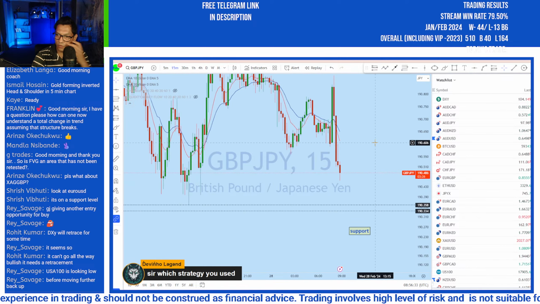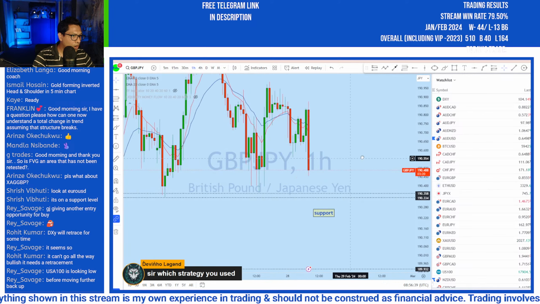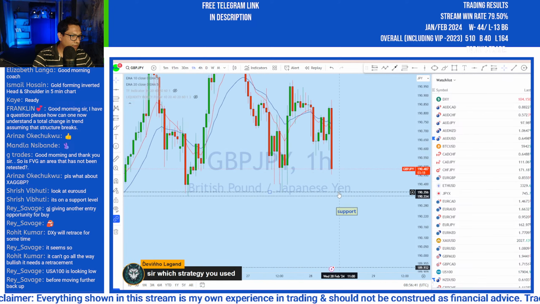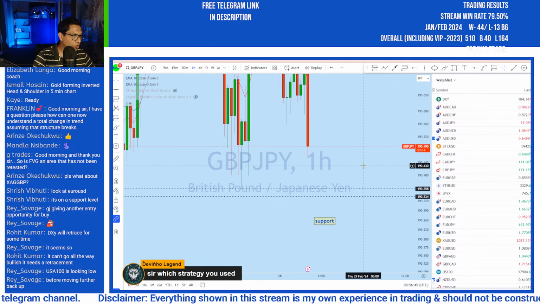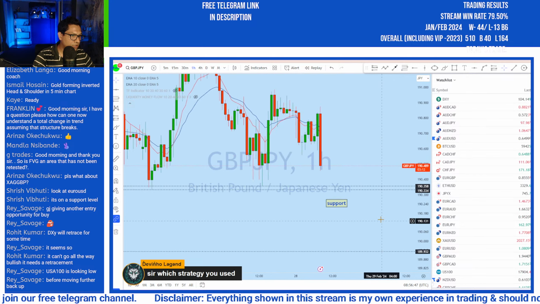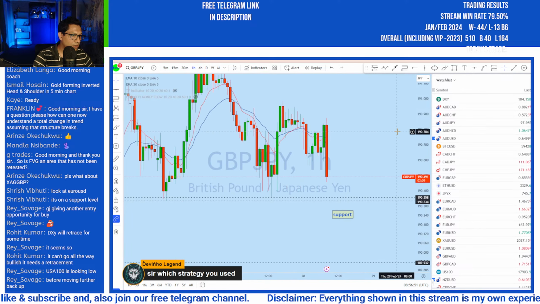Okay guys, so if GBP/JPY, I wanted to see this 1 hour candle directly hitting that level. Okay, so if that's the case, we could look for entry. Still there is a probability for a hit and then to bounce.